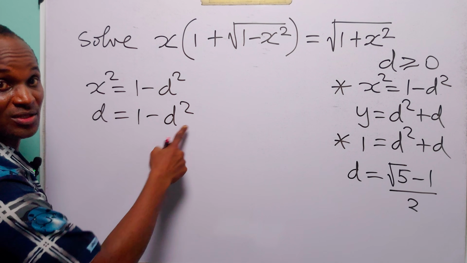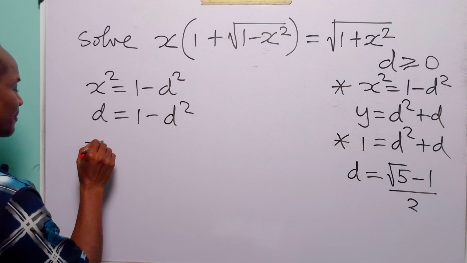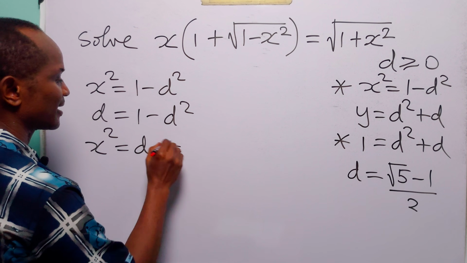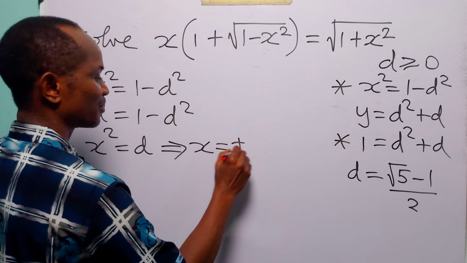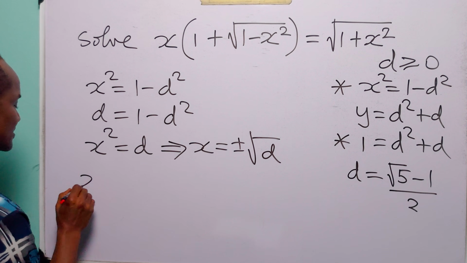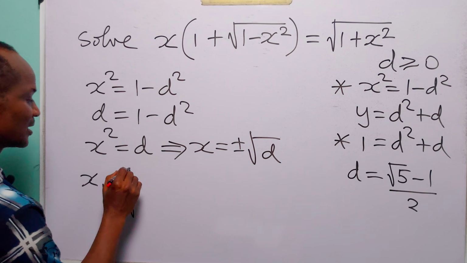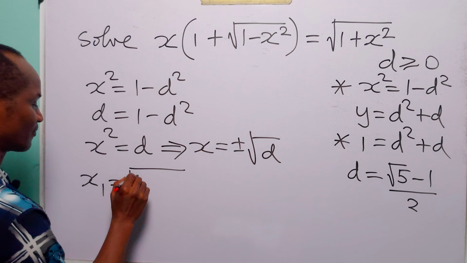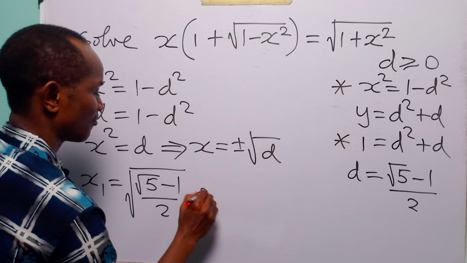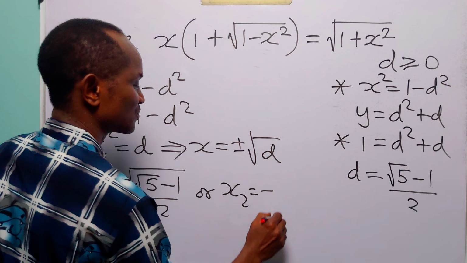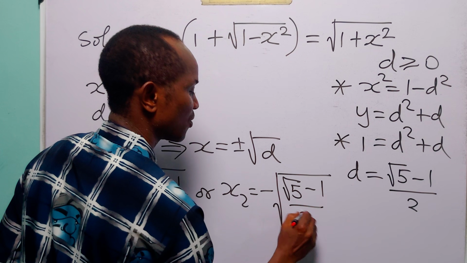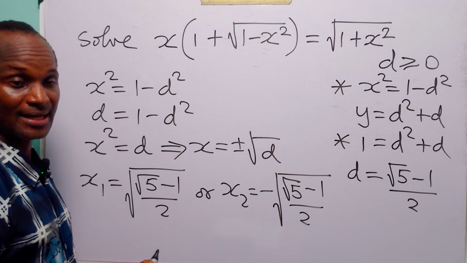Now, from these two equations, it's very easy to see that x squared is equal to d. And of course, from here, we have that x is equal to plus or minus the square root of d. Now, we have that x is equal to the square root of root 5 minus 1 over 2. Or x is equal to minus the square root of root 5 minus 1 over 2. We have two values of x.